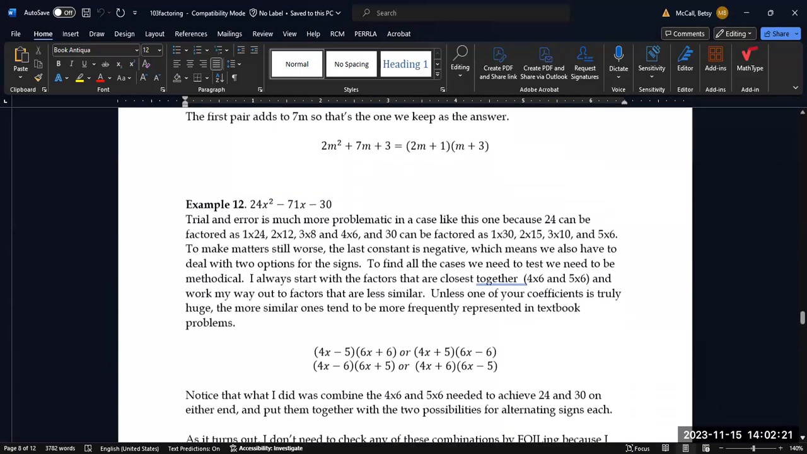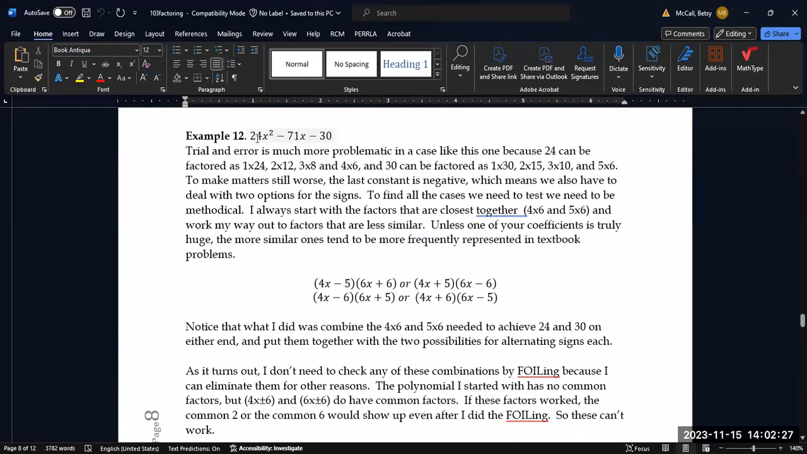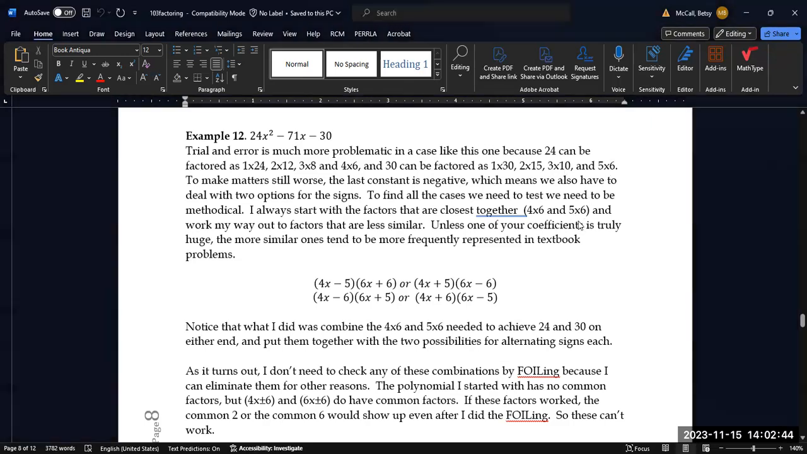Now, as I said, trial and error can become very complicated when you have a number like 24 and 30, which have multiple ways of factoring. So 24 can be factored as 1 and 24, 2 and 12, 3 and 8, and 4 and 6. And 30 can be factored as 1 and 30, 2 and 15, 3 and 10, and 5 and 6. That's a lot of options. But again, my strategy typically, and this works for textbook problems, is to start with the pairs of factors that are most similar. So in this case, 4 and 6 for the 24, and 5 and 6 for the 30, and then look at those problems.